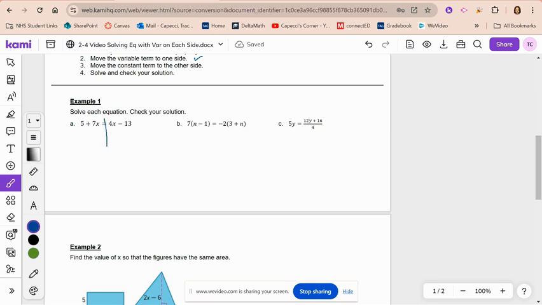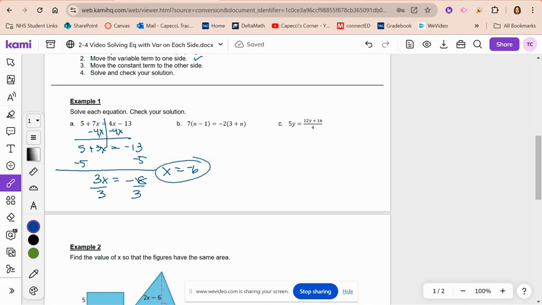Okay, so let's look at the first one. I always like to start with the variables. You can move it to either side. I like to keep my coefficient positive. So by moving the negative 4x there, I'm going to get a positive 3x, which is what I would prefer. It's not wrong if you do it the other way. I move my constants to the other side. So far, I have variables on one side and constants on the other. I just really have to isolate that variable. And for the first one, I have x is equal to negative 6.